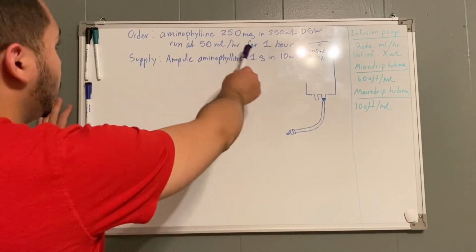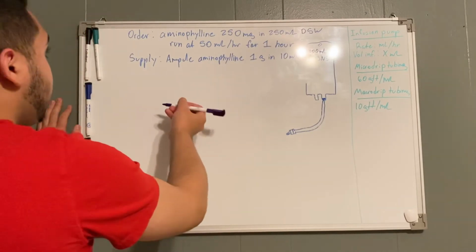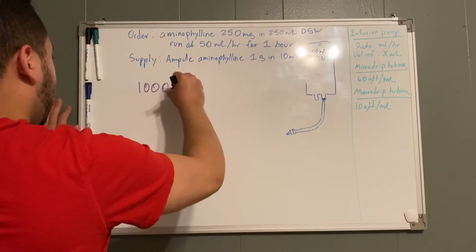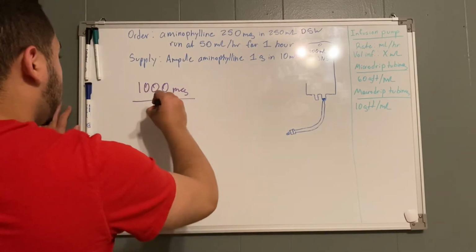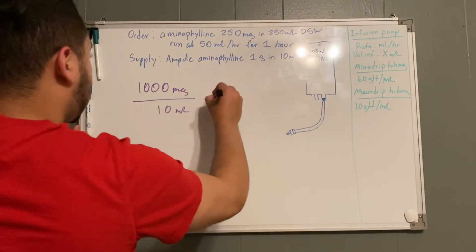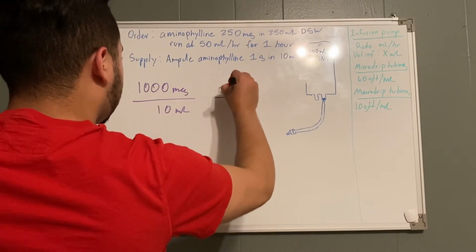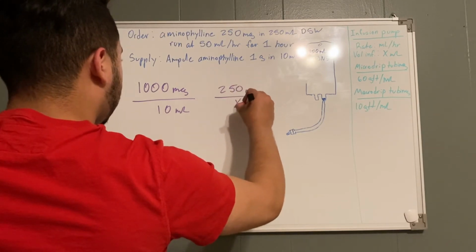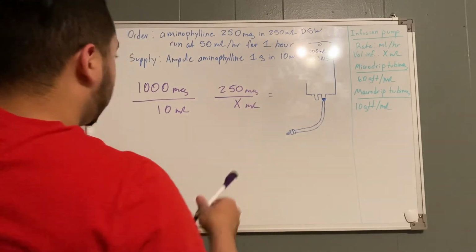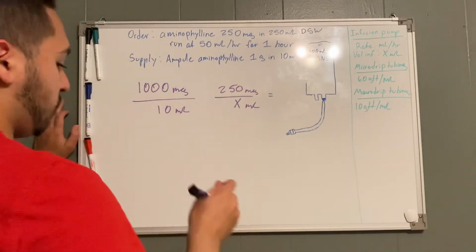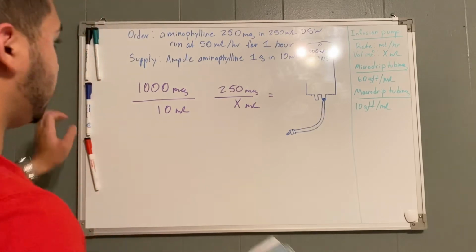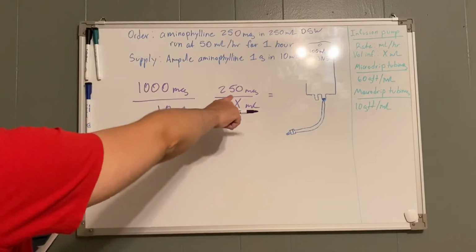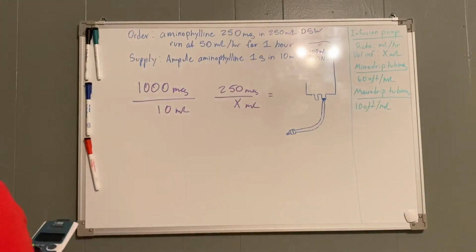How much do we need? We need 250 milligrams, right? So we need to figure out how many milliliters to pull from that ampule to get 250. So multiply 10 times 250 and divide the answer by 1,000.